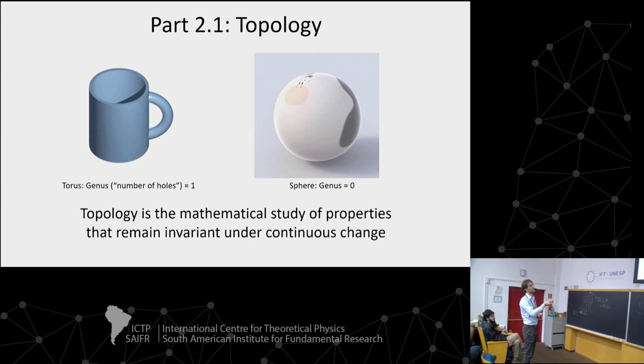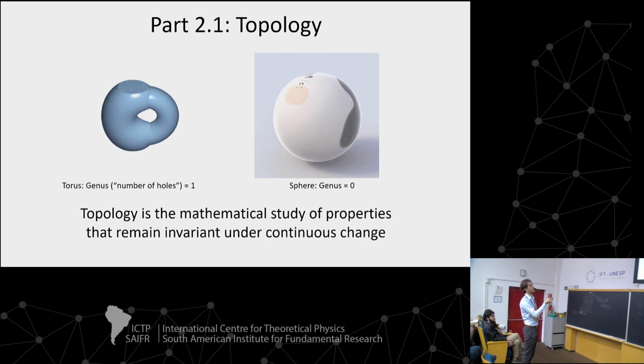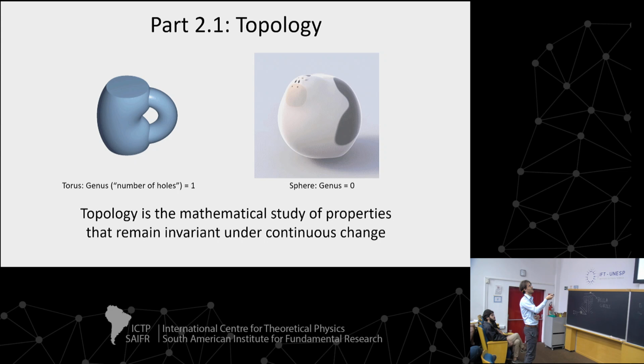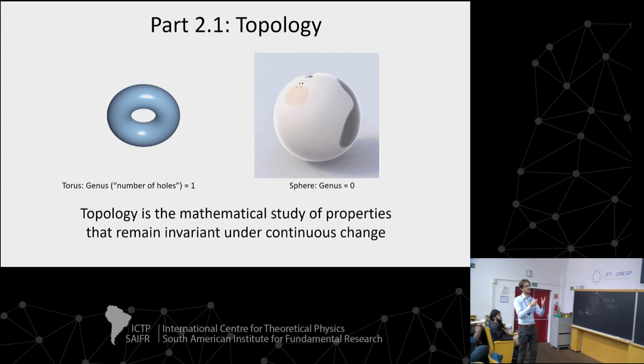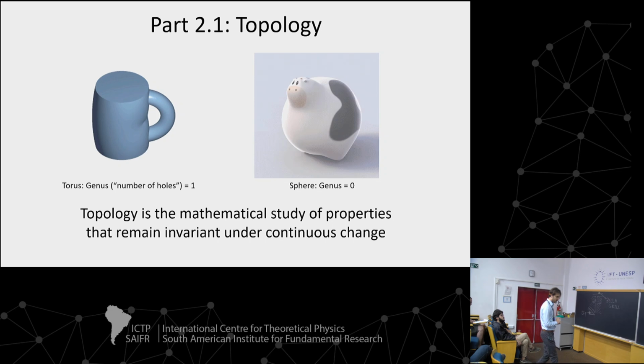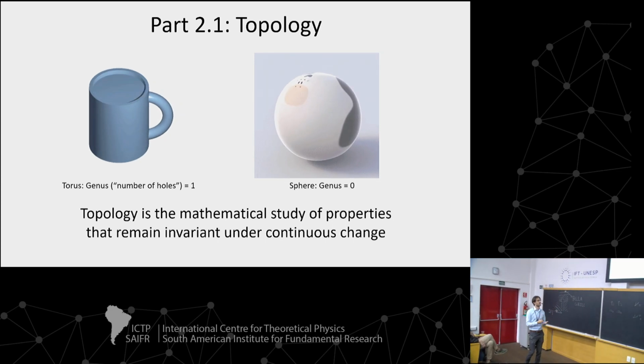I'll give you a more intuitive definition to say that, you know, a coffee cup can be turned into a donut through continuous change, and a cow can be turned into a sphere, but you have to make a hole in the cow to turn it into a donut, which is somehow not continuous, right? It involves cutting. So what does this have to do with fluids, right?